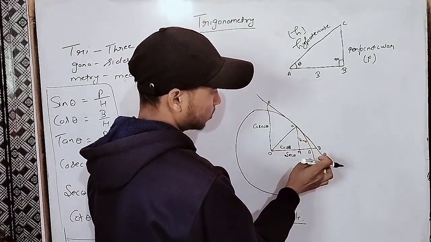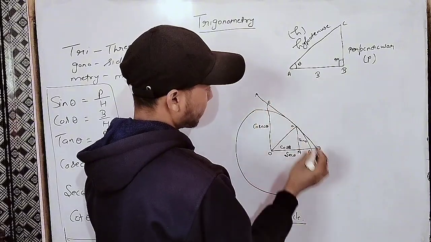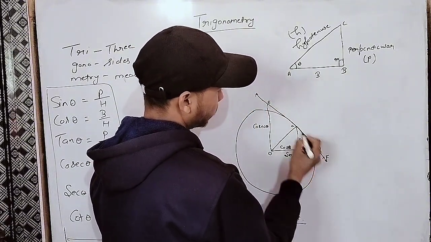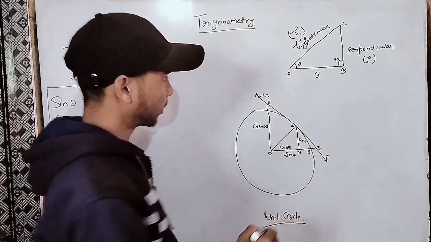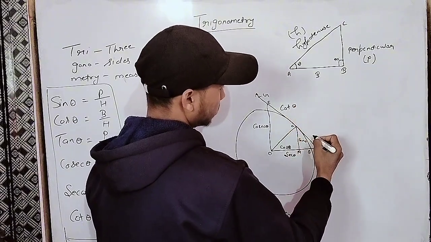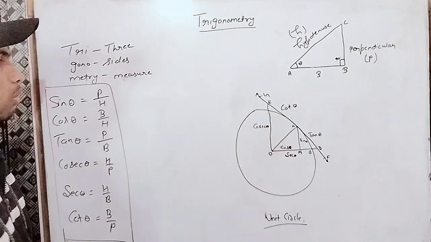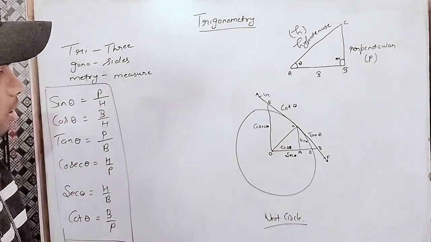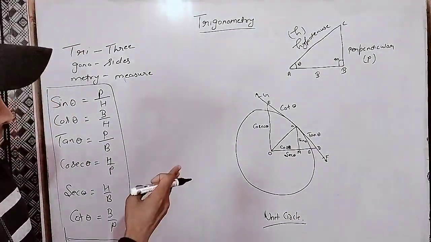This from C to F, from C to G. This is a cot theta and this is a tan theta. Clear? This is a figure of all trigonometric functions.